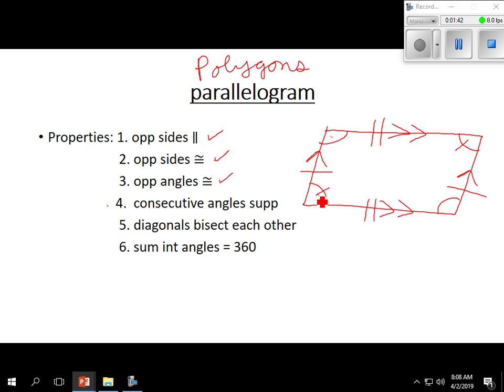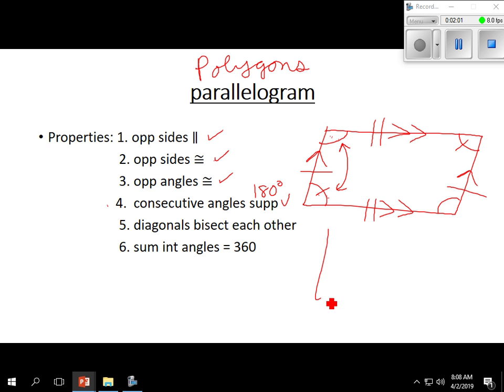Consecutive angles, that's like these two angles. So those two, those are the ones that are same side interior or consecutive interior angles. They have to be supplementary. They have to add up to 180 degrees.